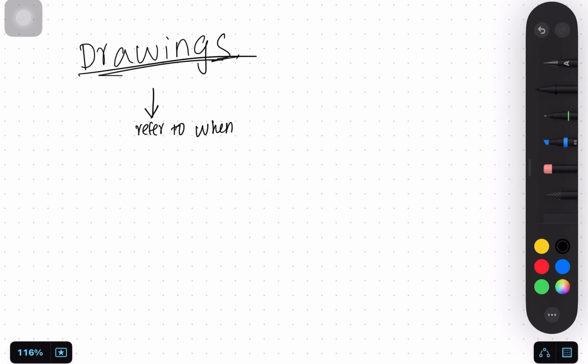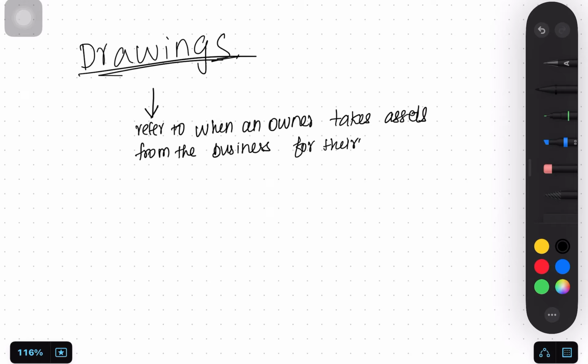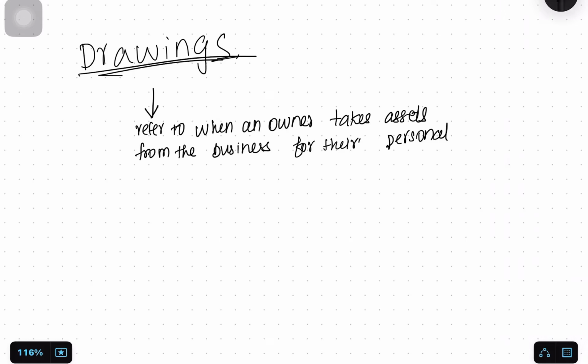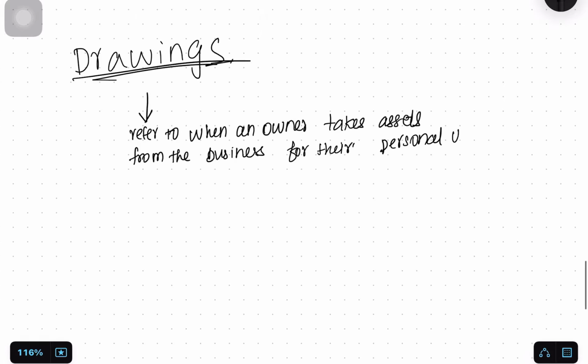when an owner takes assets from the business for their personal use. For example, you have a business that sells handmade soaps. Obviously, you want a soap for yourself. You're taking something. It means it's called drawings, because you're going to have it for your personal use.